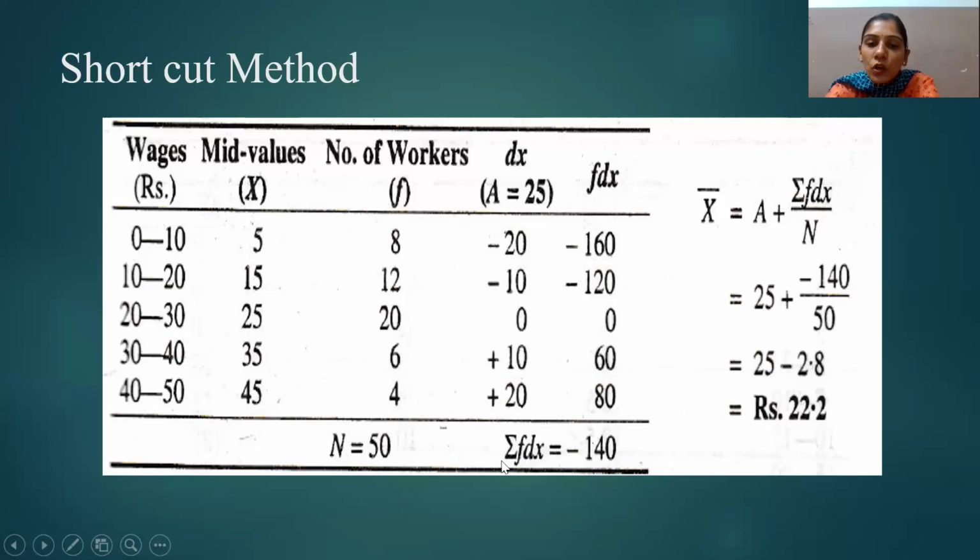So we have to put all these values in the formula: A plus sigma f dx upon n. The assumed mean is 25, sigma f dx is minus 140 and the value of n is 50. We have put all these values in this formula, so the answer for the arithmetic mean is rupees 22.2.